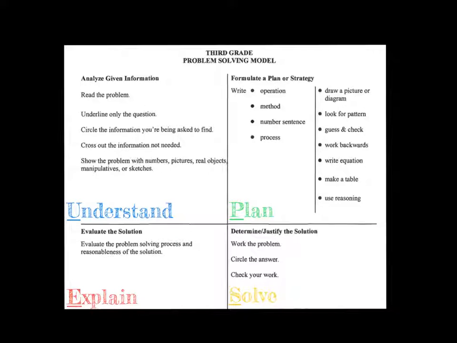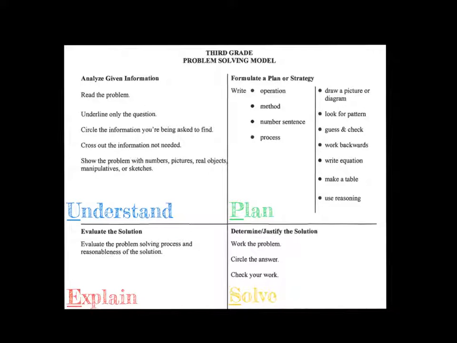Then we go down to our solve. This is when we actually work out the problem. We're going to write out our number sentence, or use whatever strategy we like to use to complete this problem. We're going to work it out, circle our answer, and also check our work here. So if we added to get the solution, we may subtract to double check our work. Or if we used the number sentence 5 minus 3 and got our answer, we may draw some pictures to check our work. So this solve is where you're actually doing the meat of the problem.